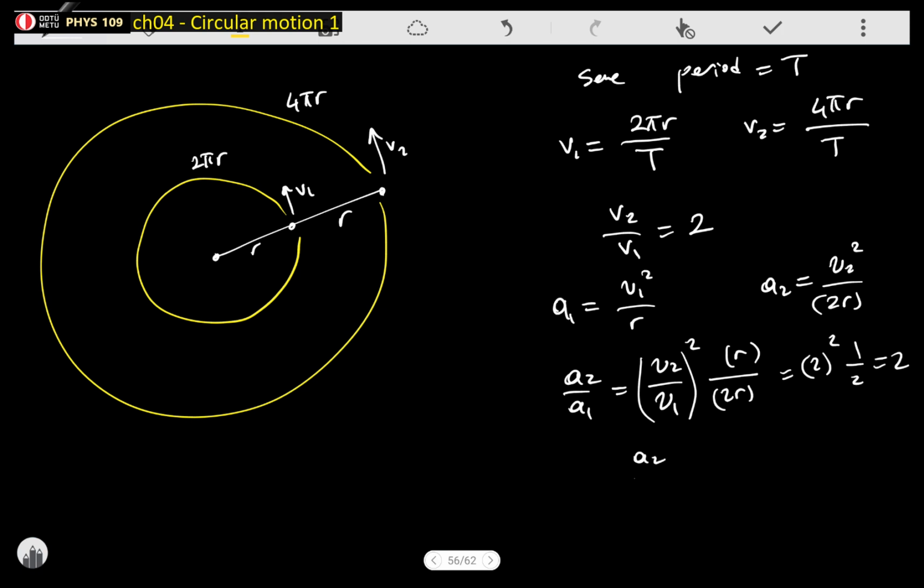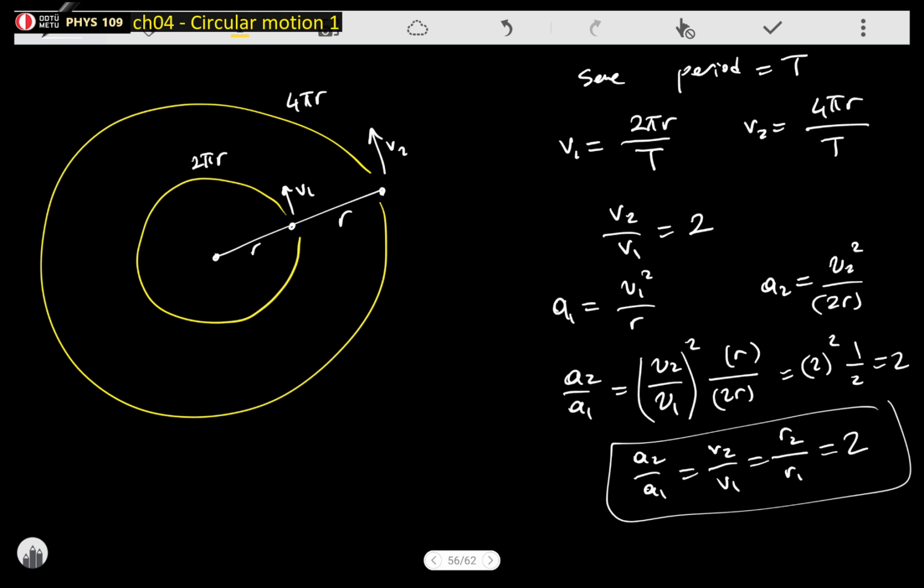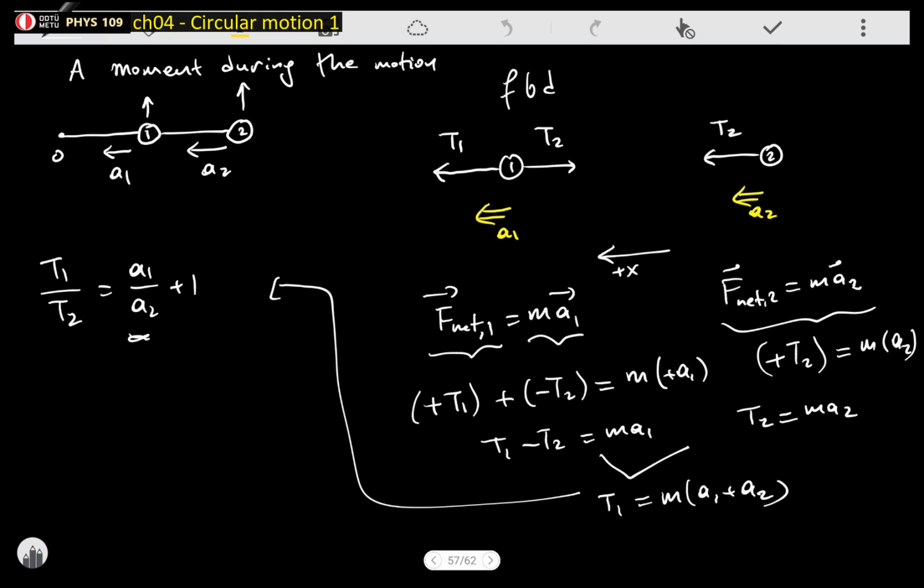So the ratio of the accelerations, or the ratio of the velocities, or the ratio of the distances to the center, they are all the same. That's basically the conclusion in here. As I said, I'm going to talk about this later. When we see the rotational motion, we are going to see this systematically. So in that case, this is 1/2. So therefore, the ratio of the tensions is equal to 3/2. All right, that's basically the end of the question.